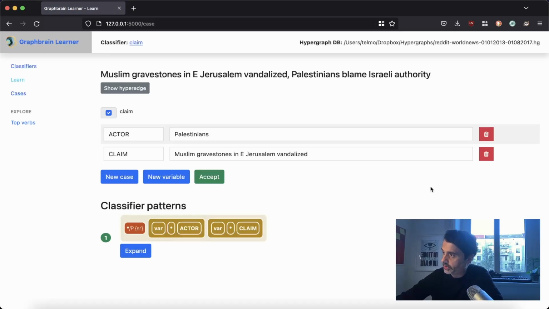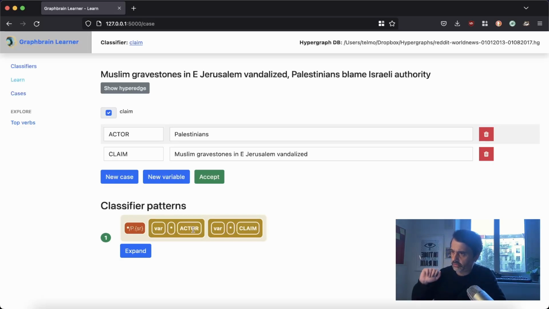All right, we have the first case. We're going to accept it, and we see that a pattern was generated from this single case. This pattern looks pretty simple and also very generic, and it just specifies some relation connected by any predicate that contains these two arguments, which is a subject and a relative relation, and the subject is the actor and the relative relation is the claim. And these var structures correspond to the variable extraction that we defined.